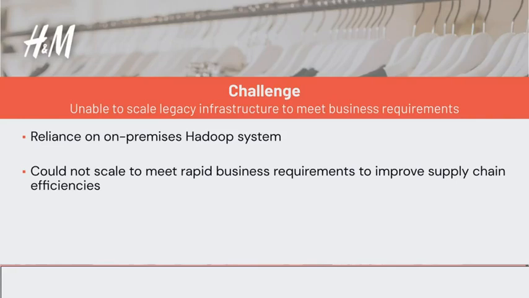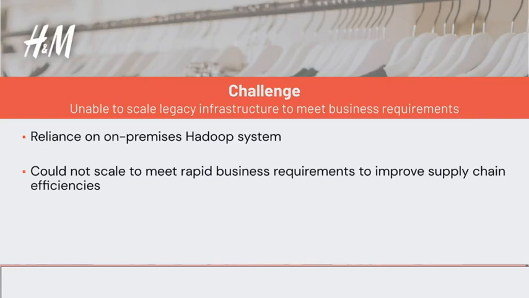H&M wanted to find a better way to make use of all that data. That legacy Hadoop-based architecture was just not sufficient for that. They simply weren't able to scale to meet their business requirements. So at H&M, data engineering was challenged because they had a fixed number of computing resources they could use, and they had a complex infrastructure, which was really resource intensive.